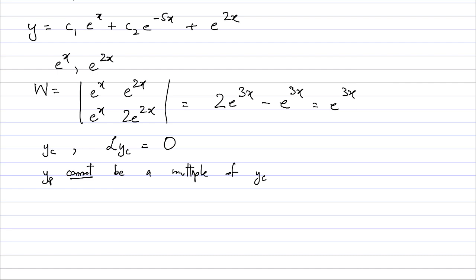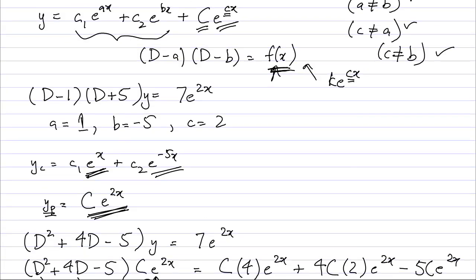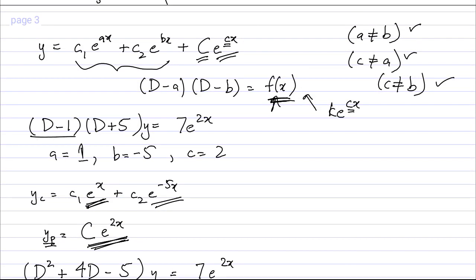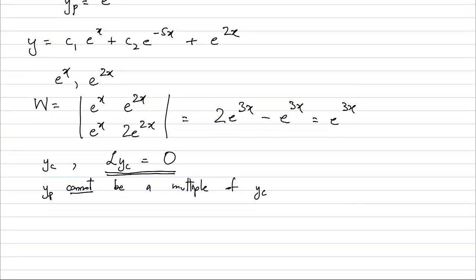Why? Because any part of the complementary solution of course satisfies this equation. So for example, in this case, if this operator acts on e raised to power x, you are guaranteed to get 0. If this operator acts on e raised to power minus 5x, you are again guaranteed to get 0. That's what I mean by different parts of the complementary solution, or complementary function. So yp cannot be a multiple of yc. Your guess better not be a multiple of yc, because that is guaranteed to fail.